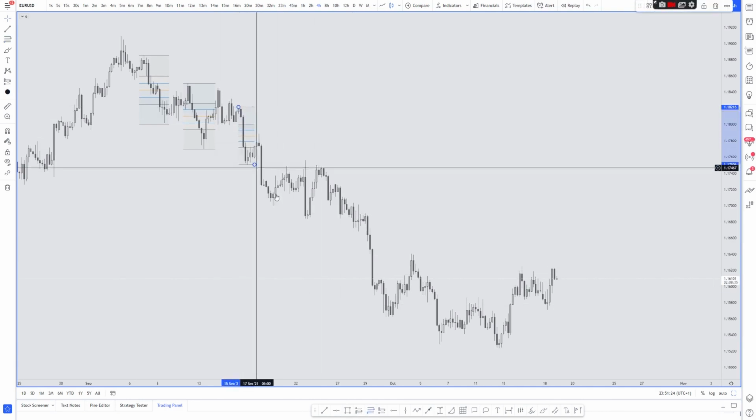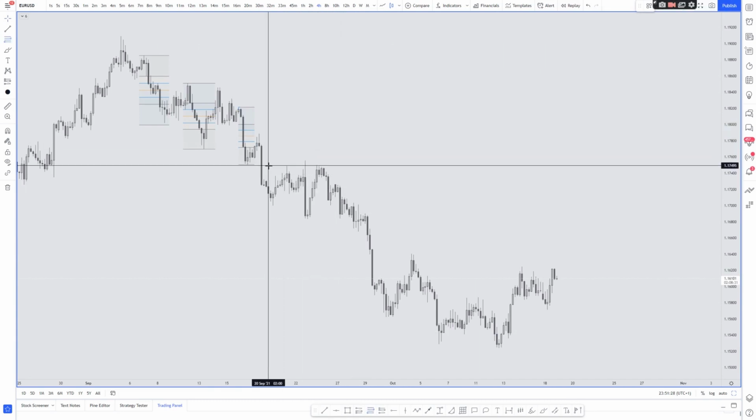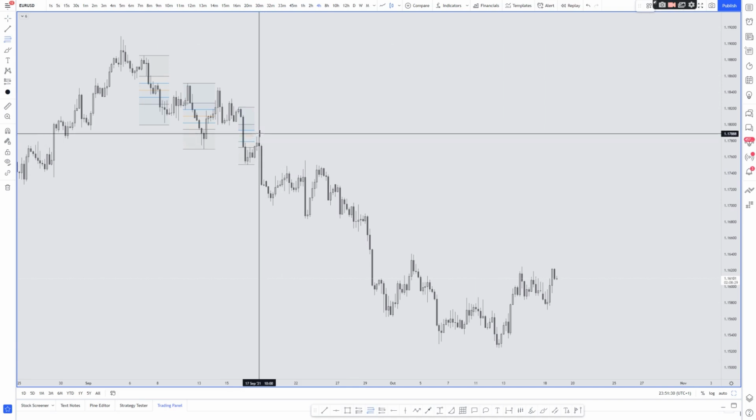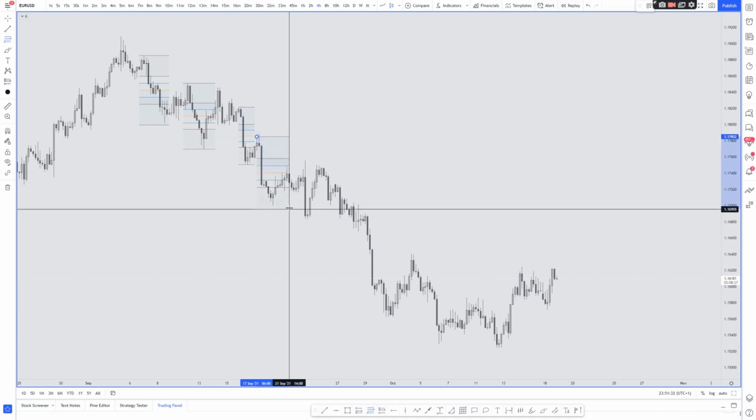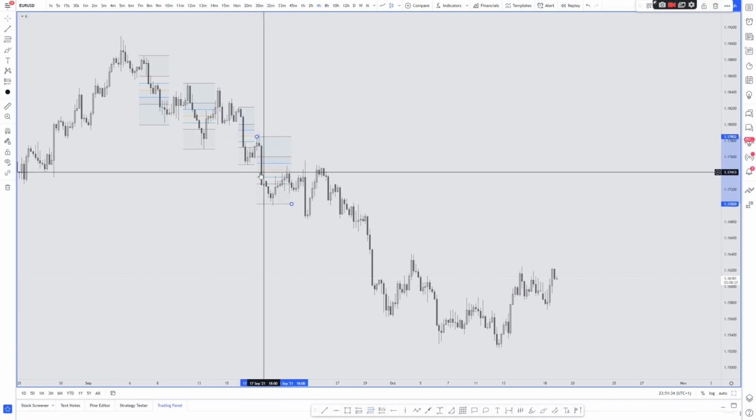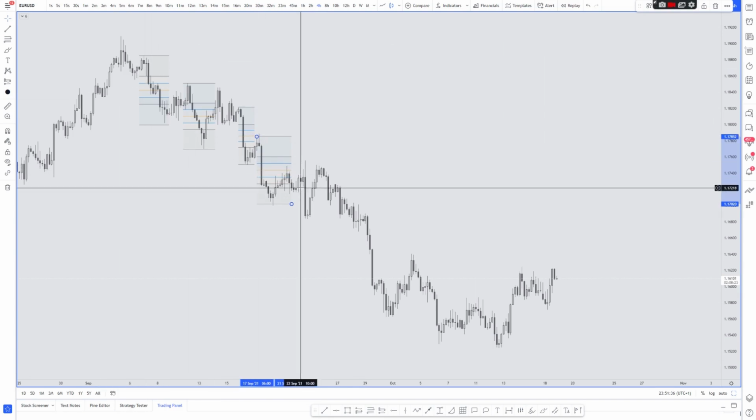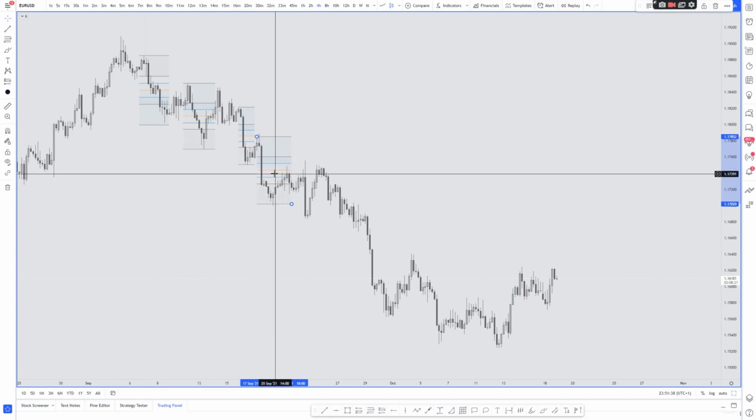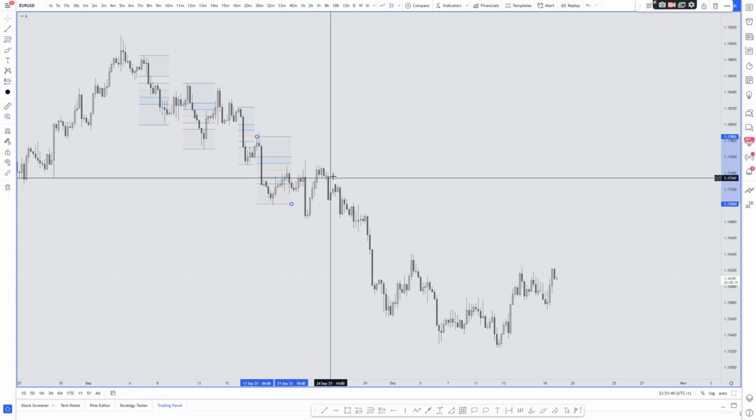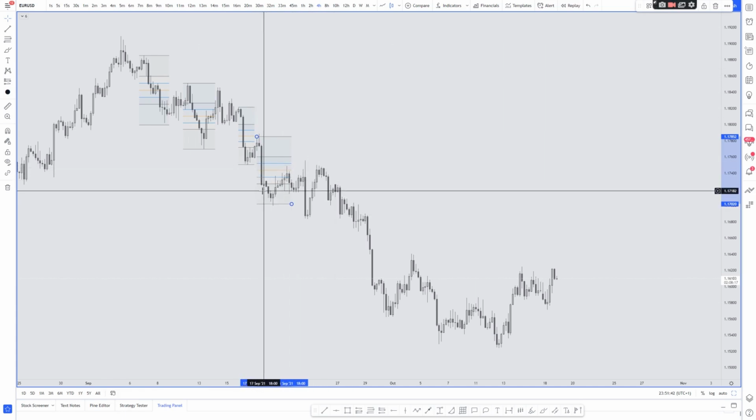But it can be handy, and there's several ways of using the fib, and I'm going to talk about that in a second. I think you guys get the idea. The idea is if we're selling and order flow is bearish like it is here, we're just looking for a decent place to sell from.